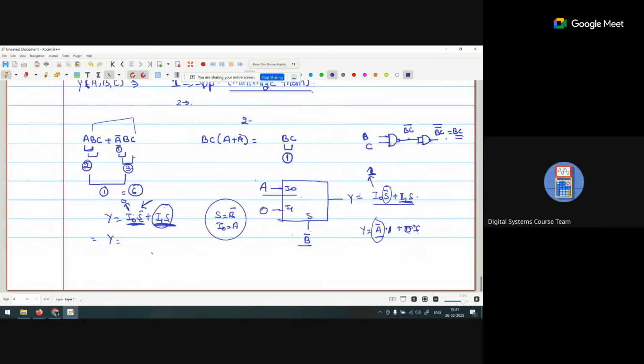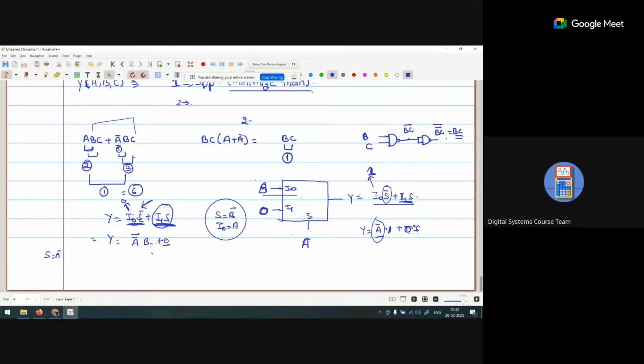If I convert it into A bar and bar multiplied by B, now if I compare, what is the value of S? S is nothing but A bar. So I just connect S as A bar. What is I naught? I naught is B, so I connect B here. The second term is not available, so I connect 0 here. Now clear how we design? Yes, I got it.